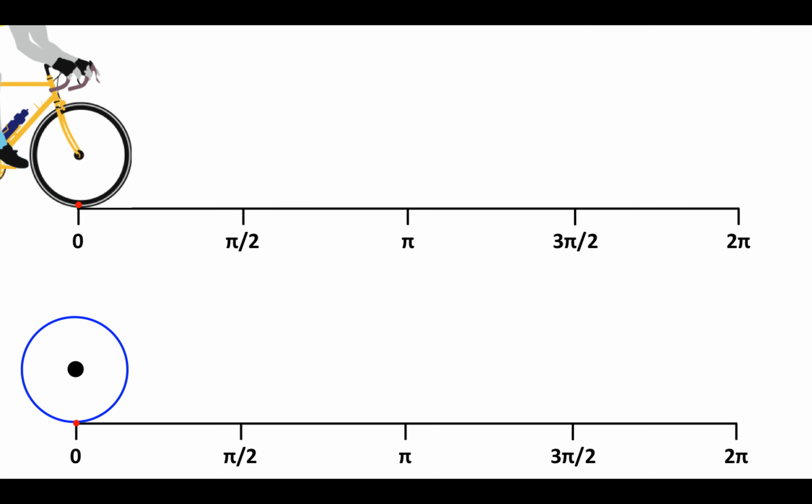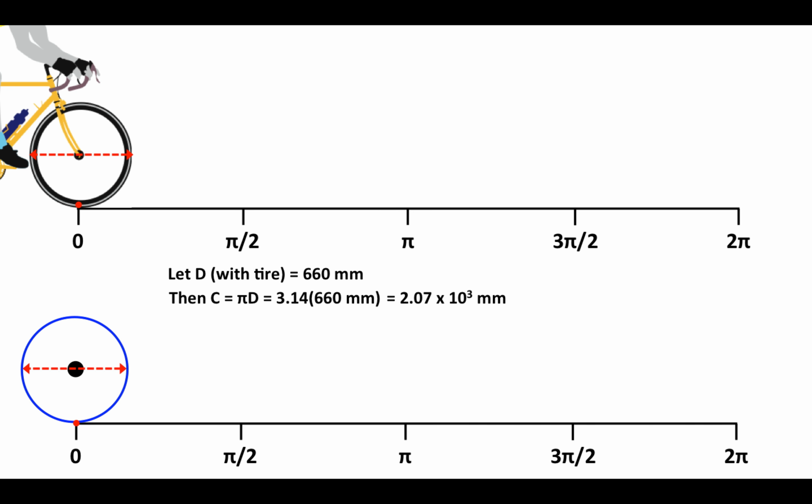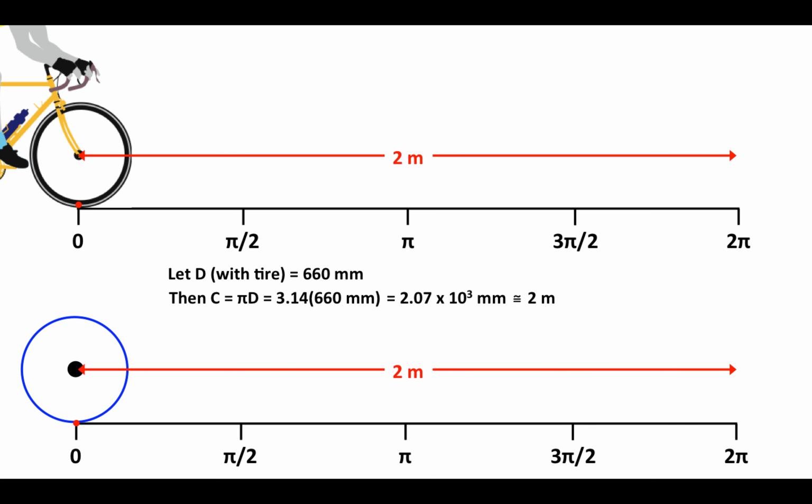We will let D, the diameter of the tire, be 660 millimeters. That gives us a diameter shown here, an equal diameter shown here. So the circumference is pi times the diameter, which is that. And when I multiply that all out, I get about 2 meters. The bicycle moves forward 2 meters at the same time that the wheel rolls out 2 meters of circumference.